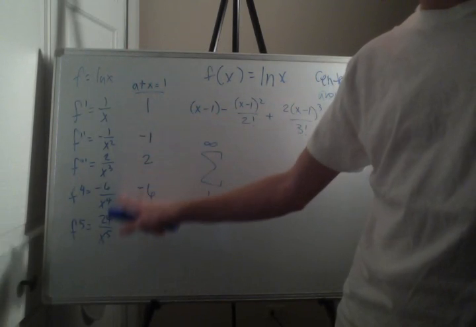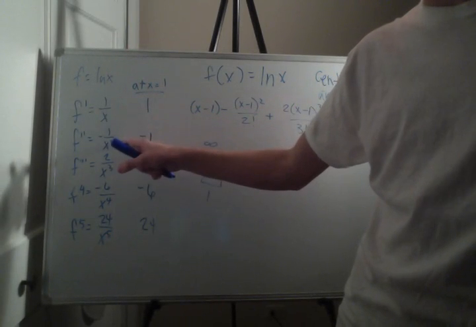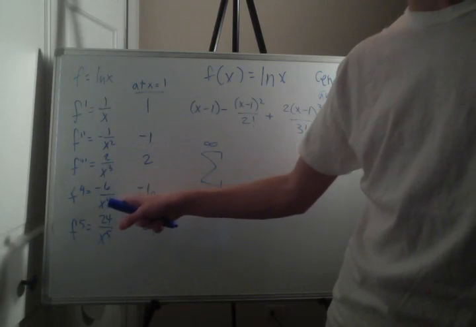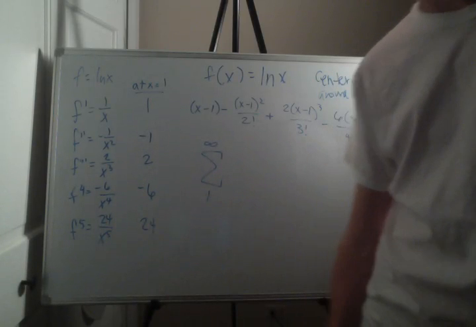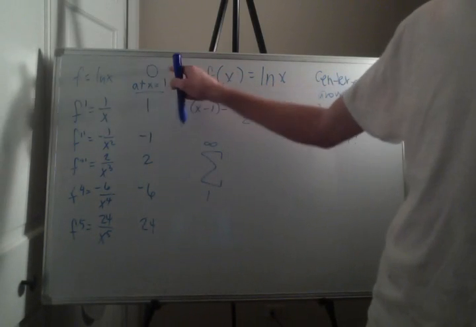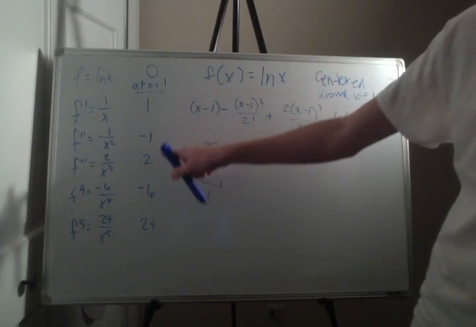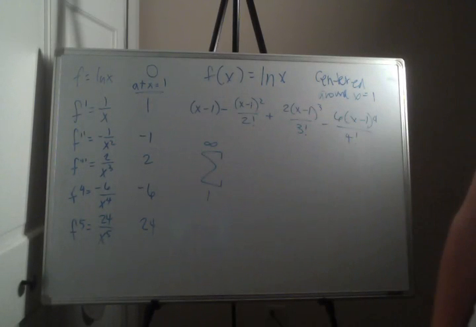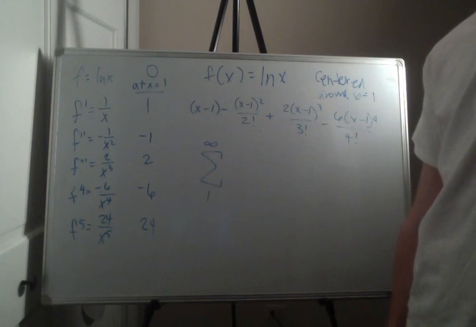And then I took the derivatives of all of those. You get 1 over x, negative 1 over x squared, 2 over x cubed, negative 6 over x to the 4th, and 24 over x to the 5th. Then I plugged in 1 for each of these. For f you get 0. For the derivatives you get 1, negative 1, 2, negative 6, and 24. Then I plug these in.